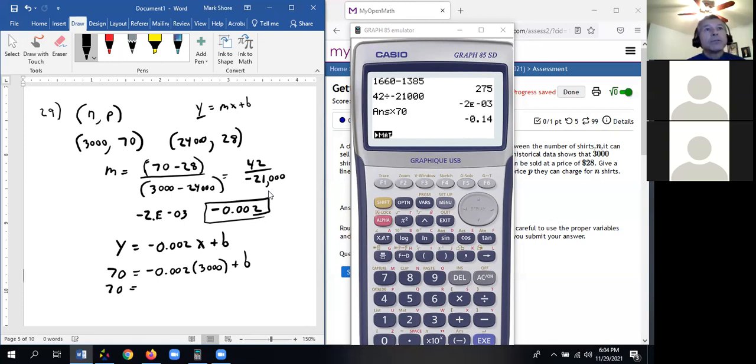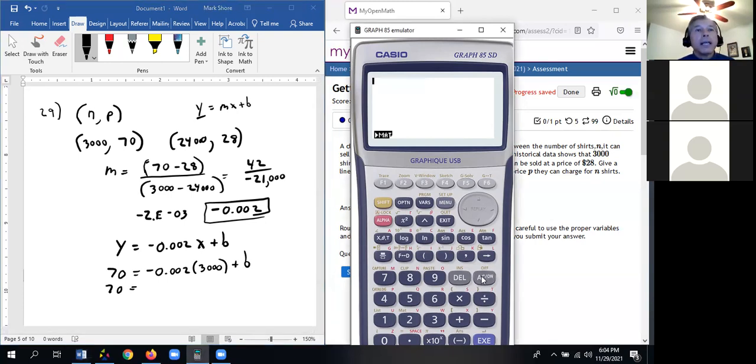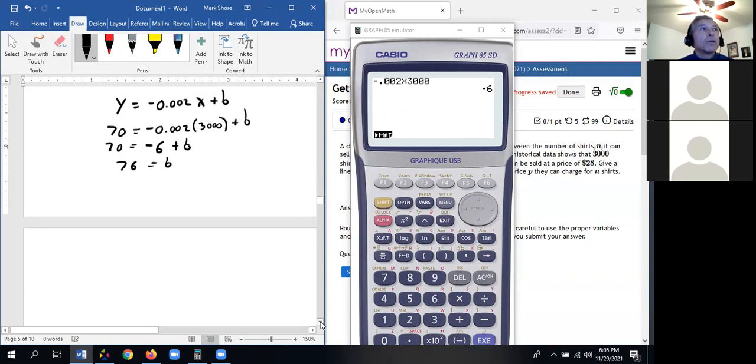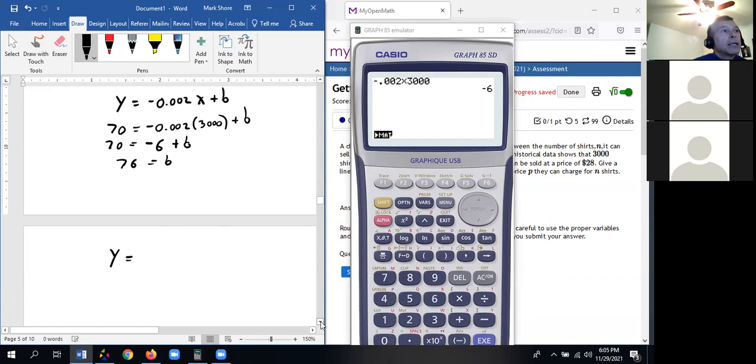70 equals, let's clear this and do this. Negative 0.002 times 3,000 is negative 6. So that seems nicer. Negative 6 plus b. Add the 6 to both sides and you get b equals 76. So your equation then would be y equals negative 0.002 x plus 76. And you can substitute in a point and check it.